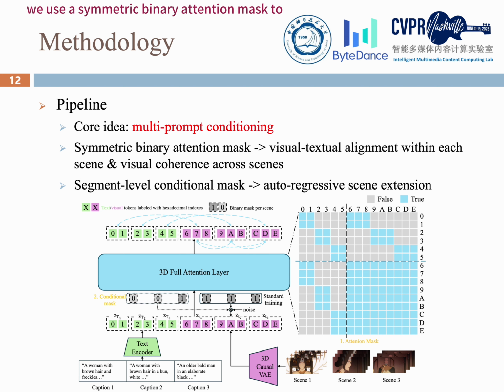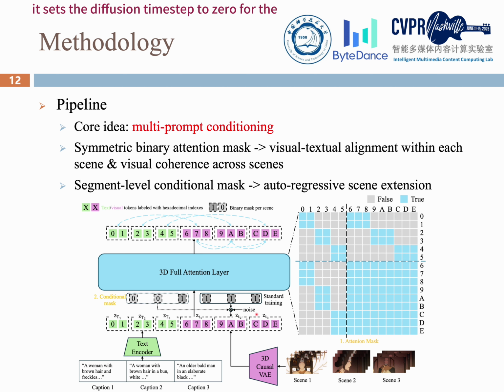First, we use a symmetric binary attention mask to structure the full attention layer. This mask allows text and visual tokens within the same scene to attend to each other, ensuring semantic alignment, and at the same time, it enables all visual tokens across scenes to attend to one another, which improves visual consistency between scenes. Second, we introduce a segment-level conditional mask, which operates not on attention, but on the input time steps of the visual tokens.